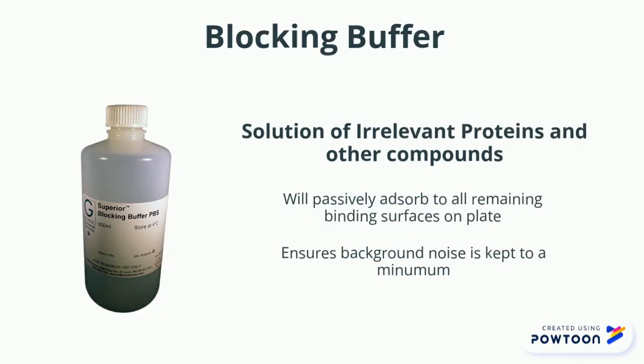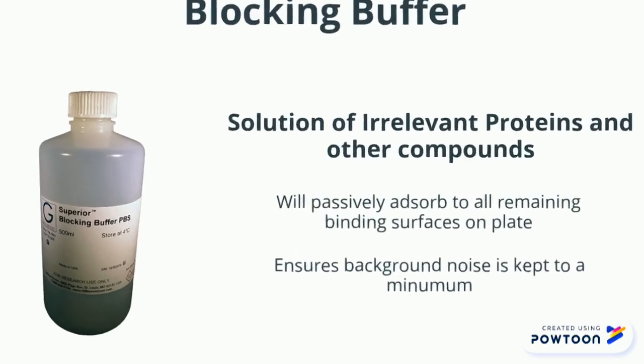Blocking buffer is commonly used in most ELISA procedures and is a solution of irrelevant proteins or other compounds that passively adsorb to all remaining binding surfaces on ELISA plates, and they help ensure that background noise or non-specific protein binding is kept to a minimum and can improve the sensitivity of an ELISA assay.